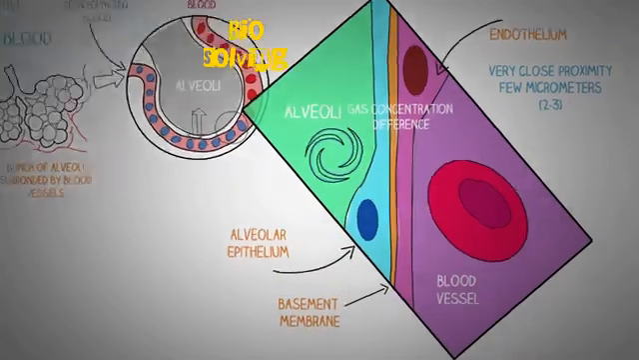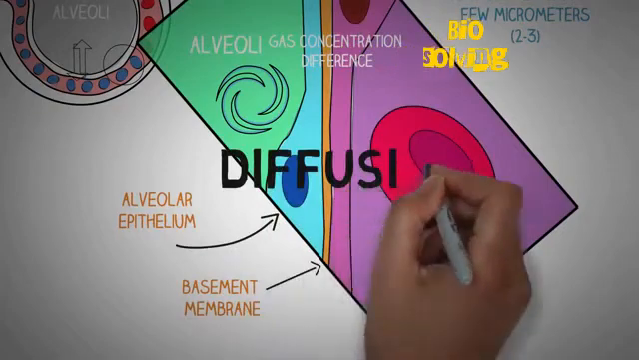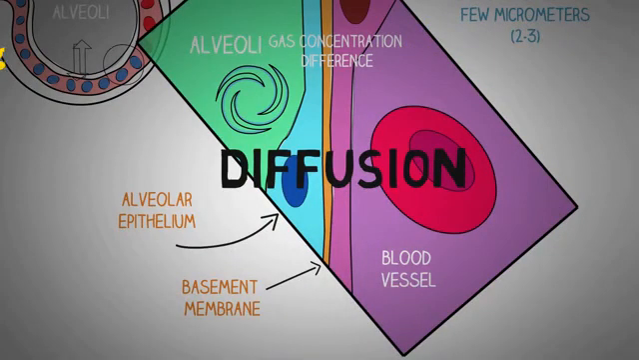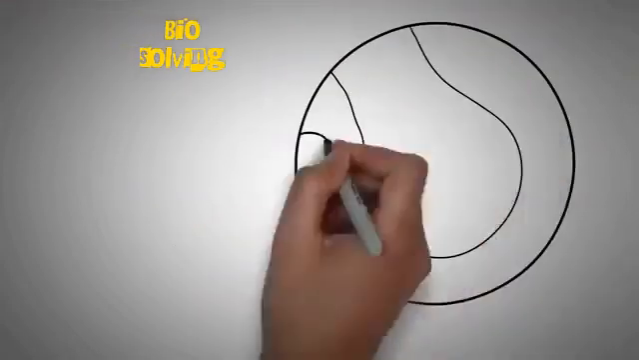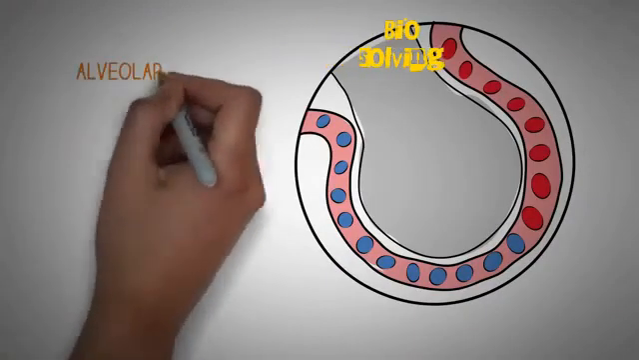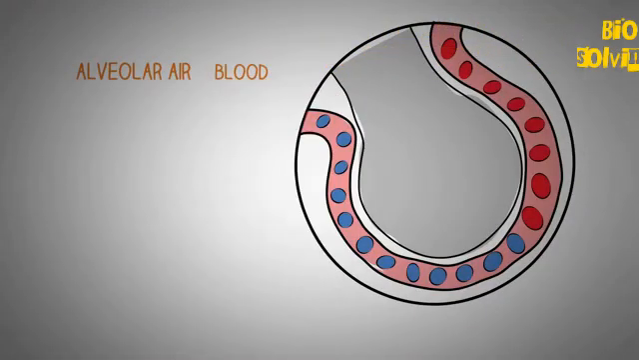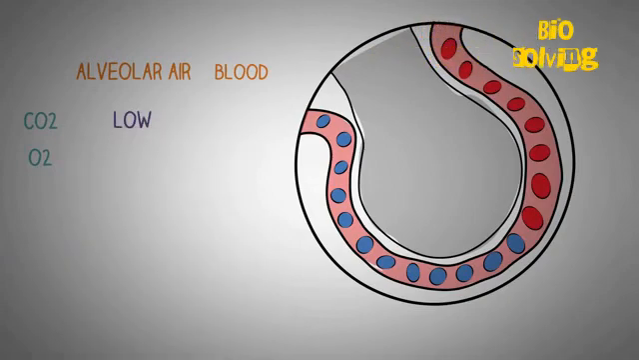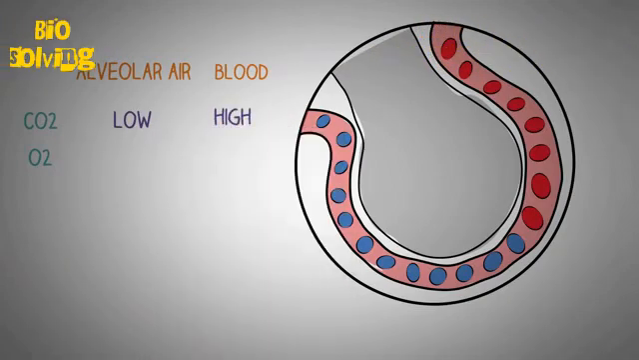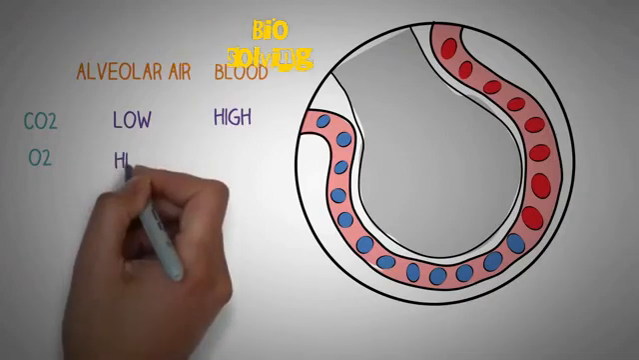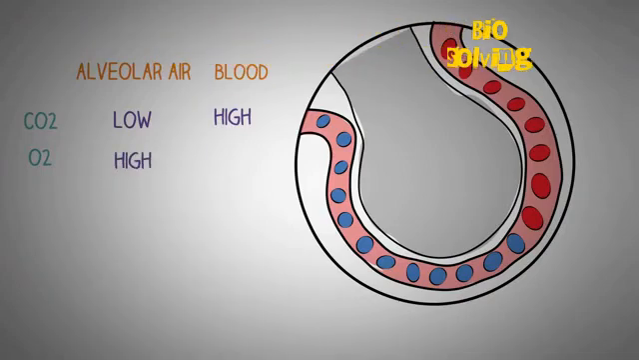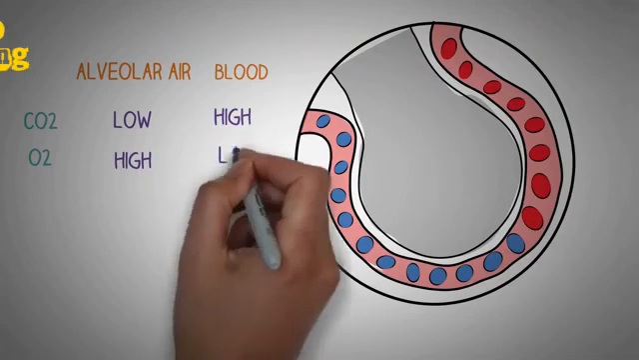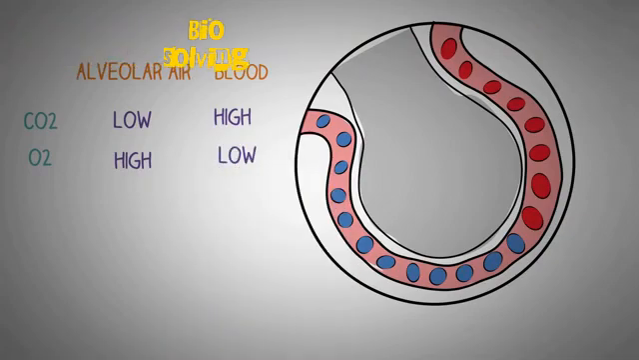Here comes the role of the difference in the concentration of gases on either side. Most of you know that diffusion occurs due to the difference in concentration of a substance on either side. So if we take a look at the concentration difference of carbon dioxide and oxygen between the alveolar air and the blood, we can see that the alveolar air has a low concentration of carbon dioxide as compared to the blood, which has a higher concentration, whereas the opposite is true in the case of oxygen, where a high concentration of oxygen is present in alveolar air as compared to a low concentration of oxygen in the blood.